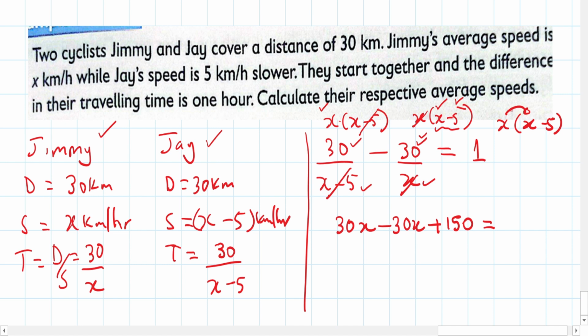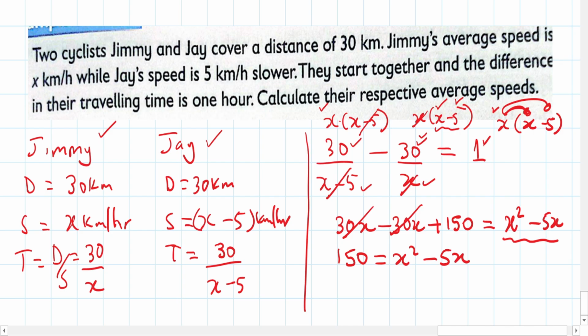Let's expand this out. 1 times x gives you x, so x times x is going to give you x squared, and x times negative 5 is going to give you negative 5x. Just like we said, if you multiply by 1, it will give you the same exact thing. Now let's cancel out the ones that you don't need: 30x minus 30x will give you 0. You remain with 150, which is equal to x squared minus 5x.